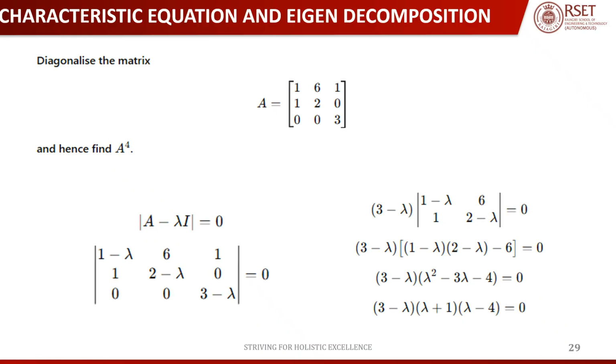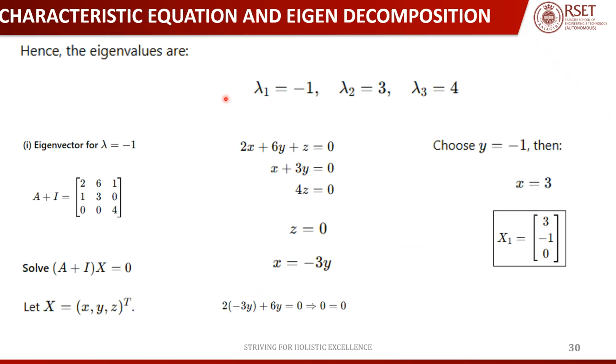Here we have the question: diagonalize the matrix. You are given a particular matrix and you are also asked to find A raised to 4. So we are given A and we first find the eigenvalues. We have determinant of A minus lambda I equal to 0, just as explained above, the characteristic equation. So it is (3 minus lambda)(lambda plus 1)(lambda minus 4) equal to 0. From this, lambda is equal to 3, lambda is equal to -1, and lambda is equal to 4.